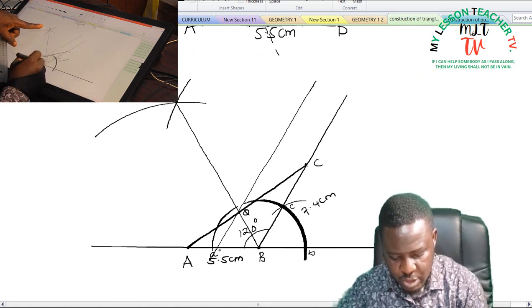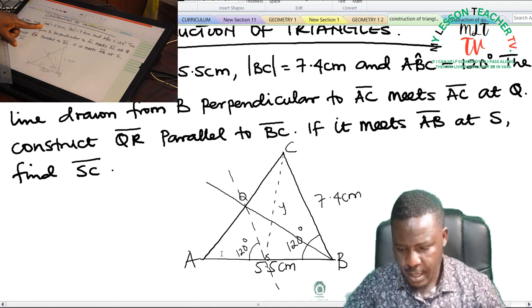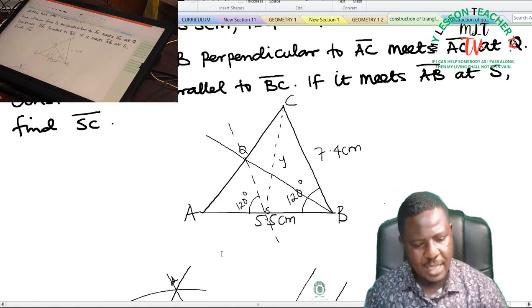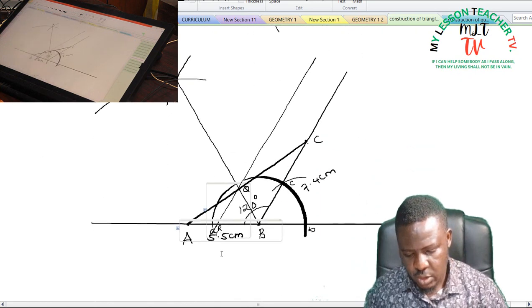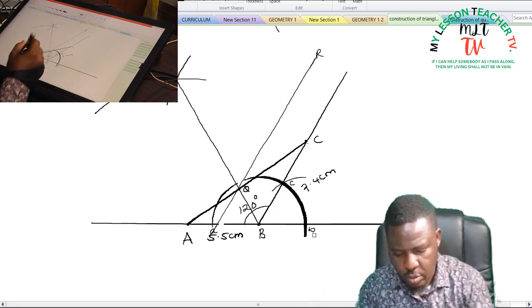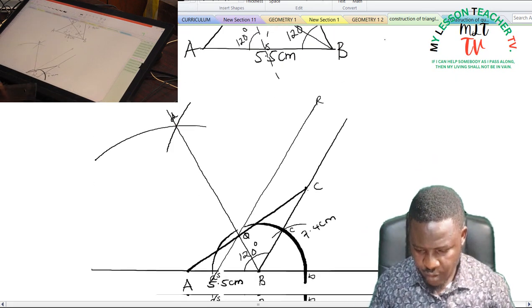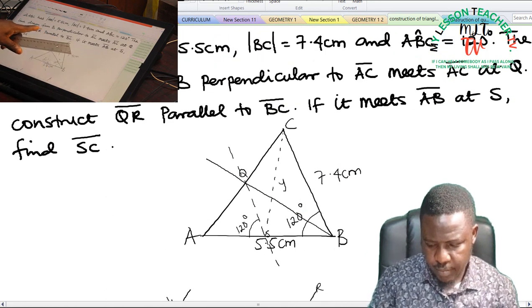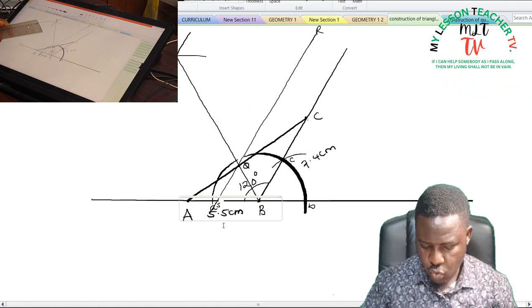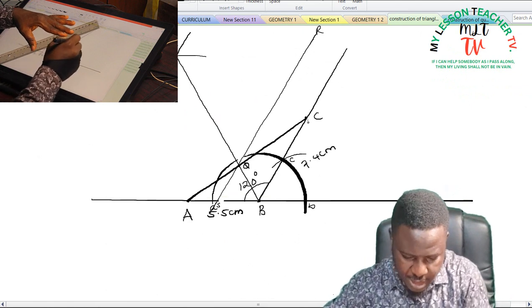QR parallel to BC. So this is QR, this is R. QR parallel to BC, if it meets BC at point S. So this is QR and this should be point S. Okay, so we have gotten point S. Then we are to find SC. So this is S and this is C.